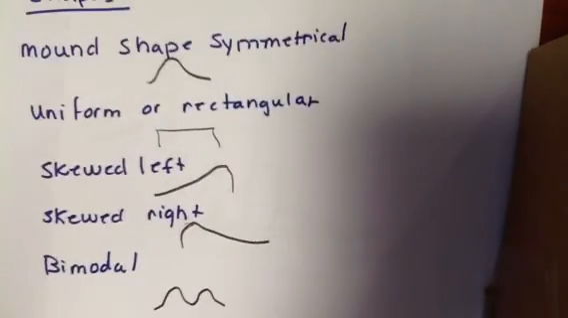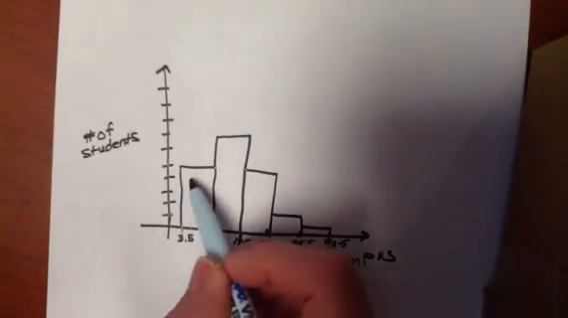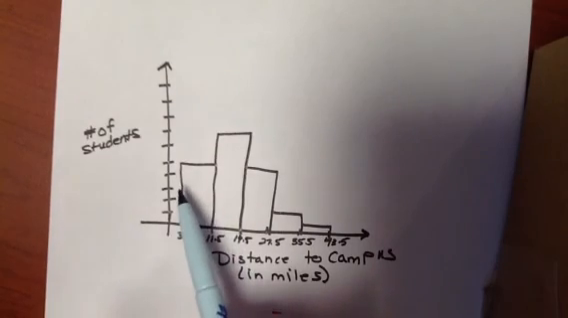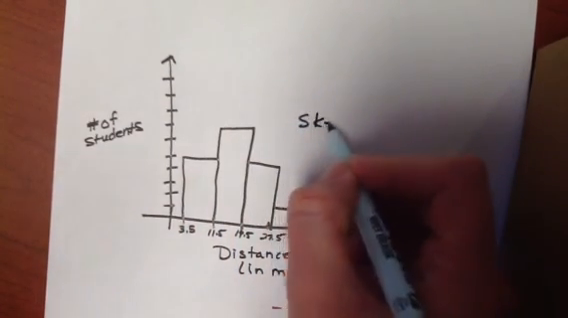Okay, so looking at our histogram, if we drew a smooth curve over this, which way does it trail off? That's right, it trails off to the right, meaning this is skewed right.